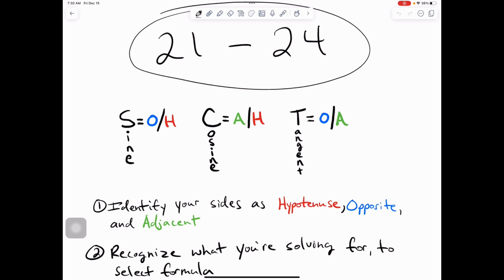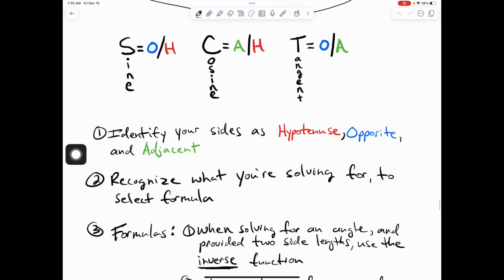Moving forward for numbers 21 through 24, for this intro trig section, I want you to really just take a look at what I have presented here. We have our sine, cosine, and tangent, our SOHCAHTOA. Sine is opposite over hypotenuse. Cosine is adjacent over hypotenuse, and tangent is opposite over adjacent. Now the real kicker to these three is, again, the same of all of math: identify, recognize, sequence. We will identify your sides as hypotenuse, opposite, and adjacent.